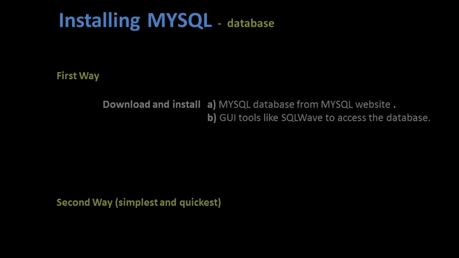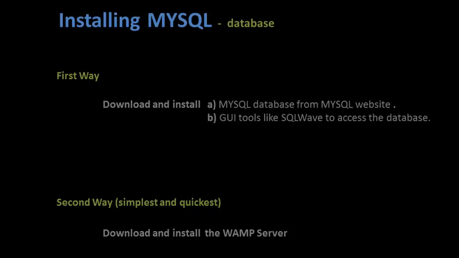And the second way is install the WAMP server, which is an installer that would install both MySQL database and the GUI tool to interact with the database for all CRUD operations. I'm going with the second way, that is installing the WAMP server, because it's the quickest way to install both MySQL and the GUI tool in just one go.